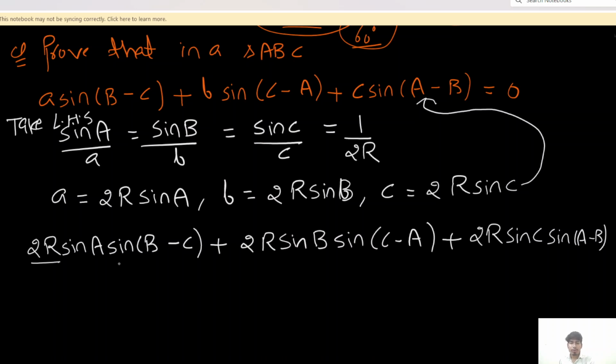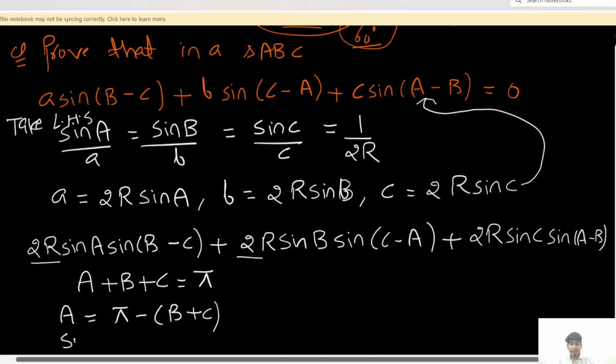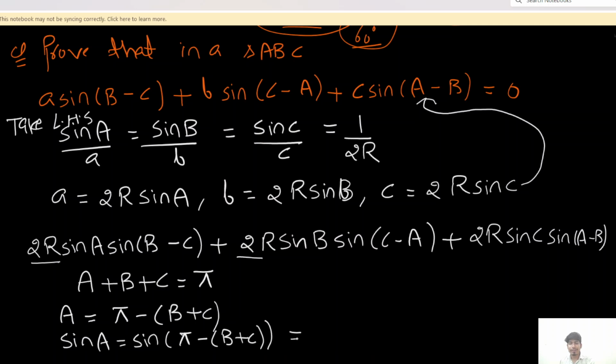Then take 2R common. First you can see if A plus B plus C is pi. Okay, then A is pi minus (B plus C). Okay, can we write? Yes. Then sin A is sin of pi minus (B plus C). And we know this is second quadrant, this is sin(B plus C). Okay, means sin A is equal to sin(B plus C). Similarly, sin B is equal to sin(A plus C). Okay, and here sin C is sin(A plus B).